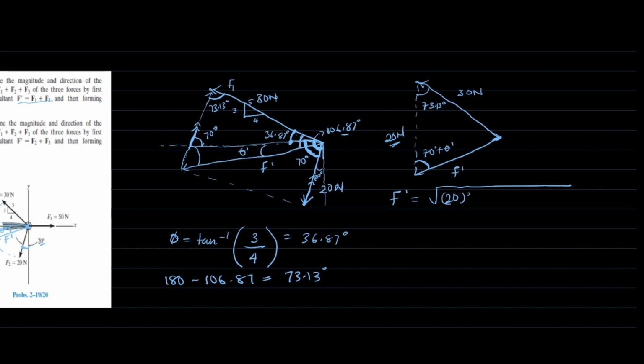20 Newton square plus 30 Newton square minus 2 times 20 times 30 cos the angle directly opposite F bar, 73.13. That's why I wanted to find the angle. So F bar is going to be equal to 30.85 newtons. Now to find theta bar, I'm going to use the sine rule.